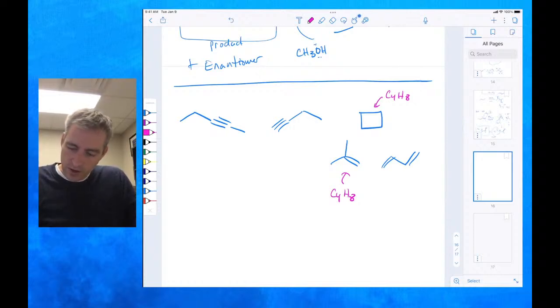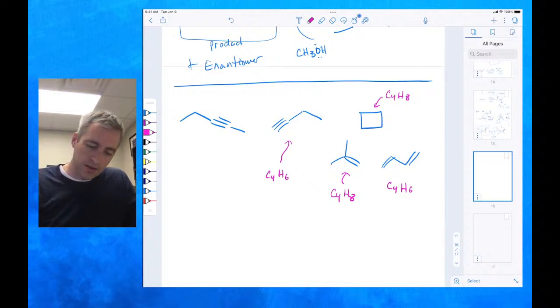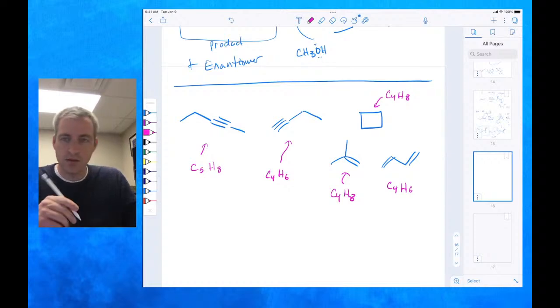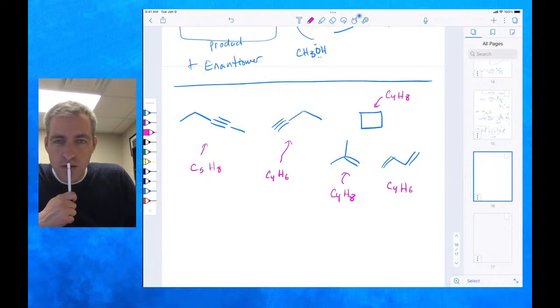This molecule over here on the right is still C4, and there's CH2, 3, 4, 5, 6, C4H6. This molecule over here has 1, 2, 3, 4, that's C4H6 as well. And this one is C5H8, I'm going to guess here, 1, 2, 3, 4, 5, 6, 7, 8. That's right. So, which of the following molecules are constitutional isomers?